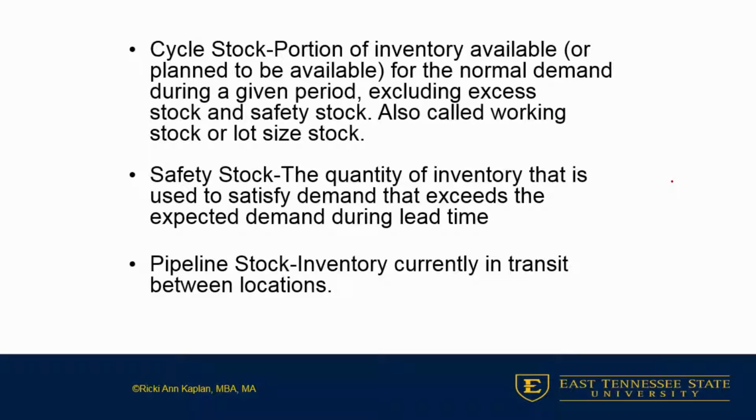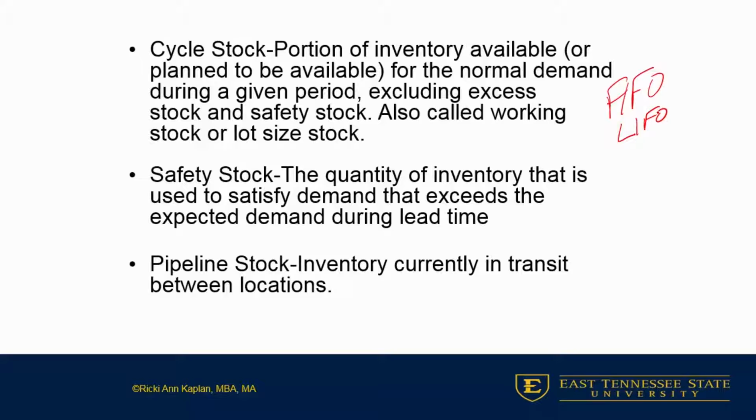Cycle stock is a portion of inventory available, or planned to be available, for the normal demand during a given period. It excludes excess stock and safety stock, also called working stock or lot size stock. This is stuff coming in. With cycle stock, we've looked at FIFO, first in, first out. LIFO, last in, first out. What type of cycle is it? But it's stock that is constantly replenished.